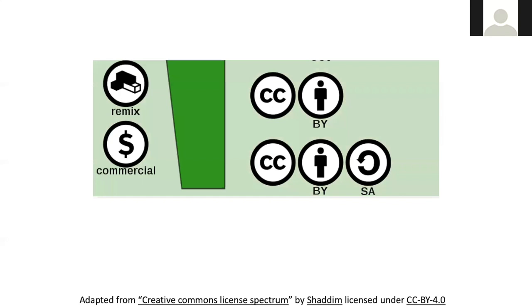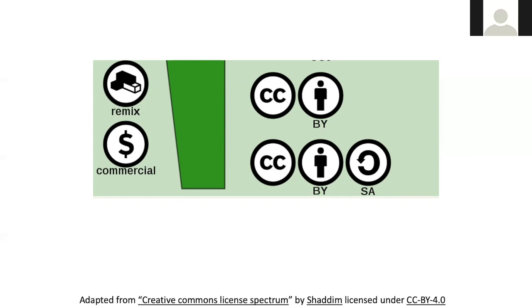The Attribution Share Alike license, or BY-SA, is a copyleft license. It allows people to use and modify the work for any purpose, even commercially, as long as they make any adaptions they share available to others under the same or a compatible license. They also have to attribute the creator of the work. This is the license required for content uploaded to Wikipedia.